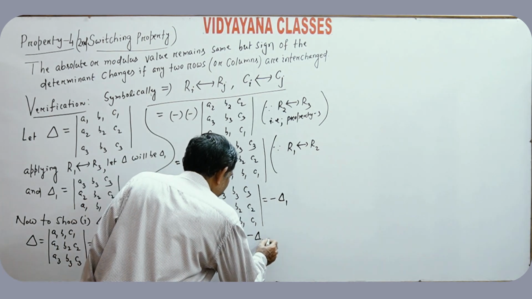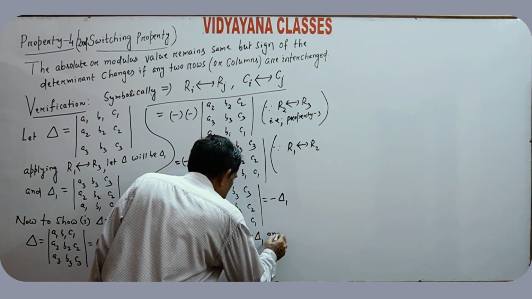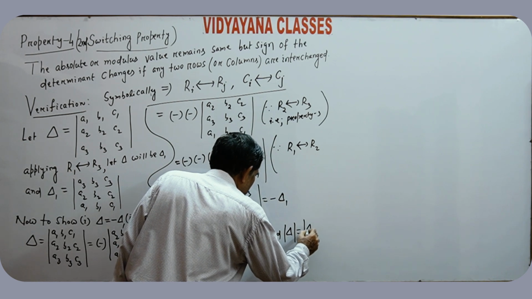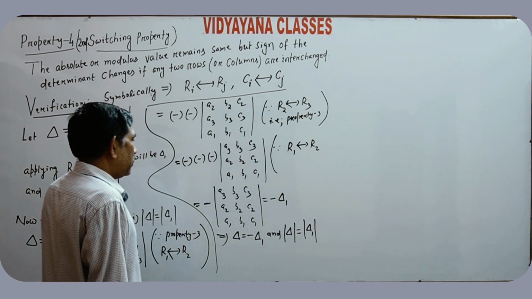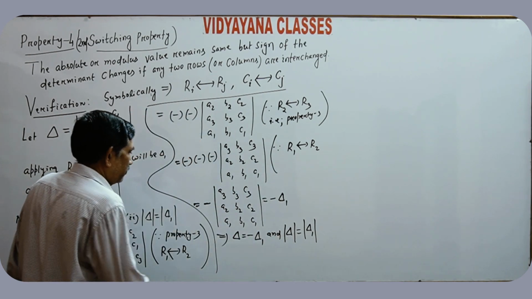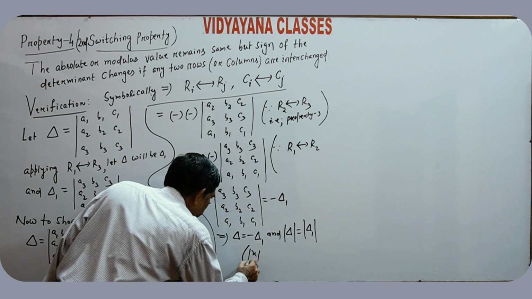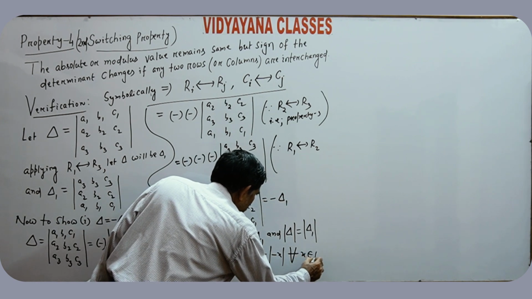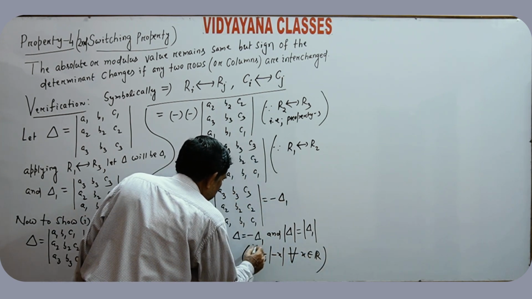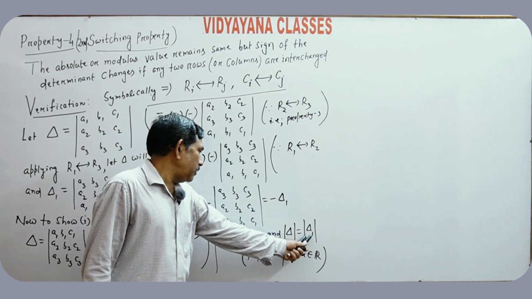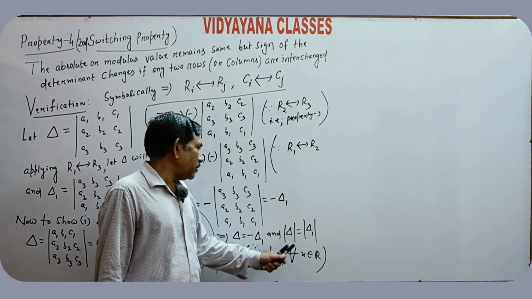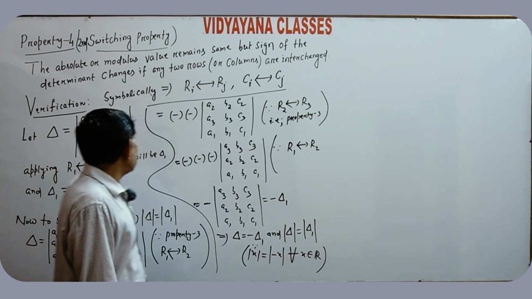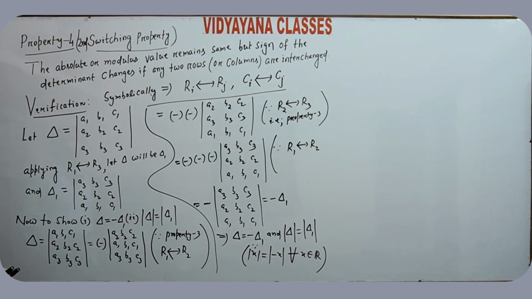It is also true that the modulus of Del is the same as the modulus of Del 1. The absolute value is also the same, since the modulus of x is equal to the modulus of minus x for all x belonging to the real numbers. Here Del 1 is the negative of Del, and the modulus of x is equal to the modulus of minus x. So the statement is verified to be true.